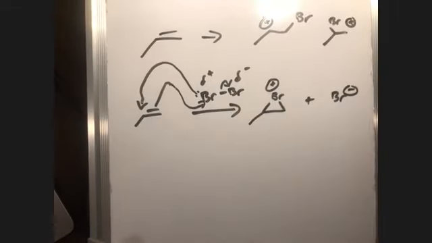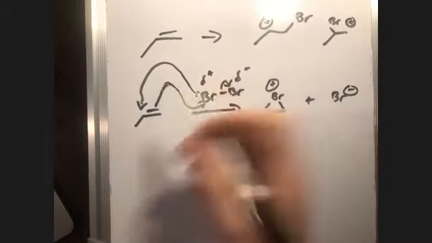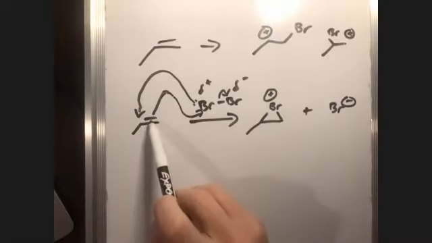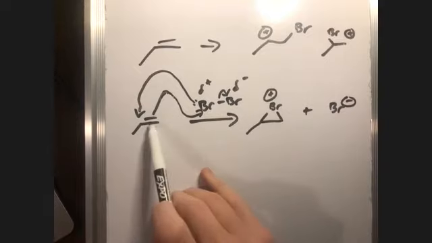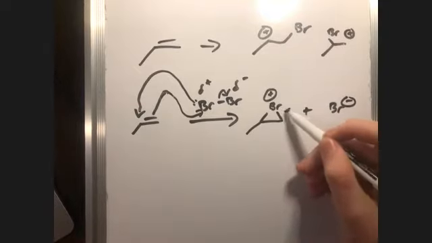So let me break this down for you, because this was extremely confusing for me when I was first learning it. I had no idea what these arrows are representing. So this bond, this pi bond, this double bond is forming one of the single bonds to the bromine. So let's say it's this one.